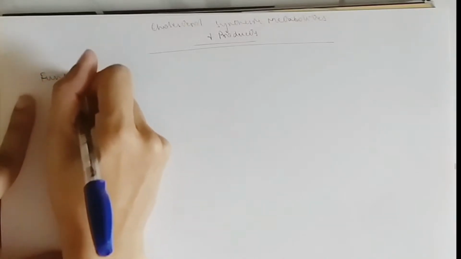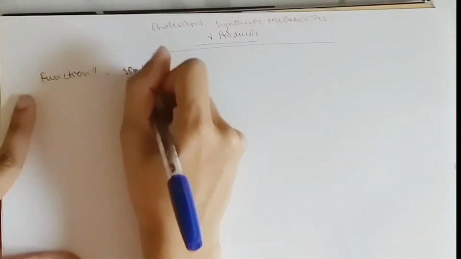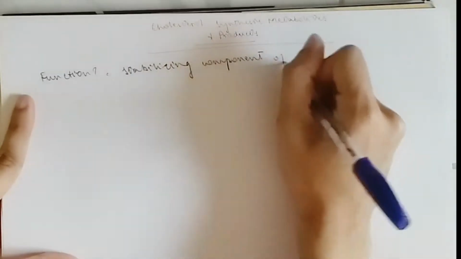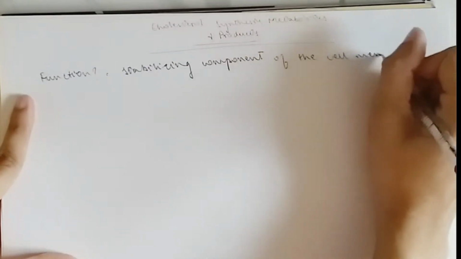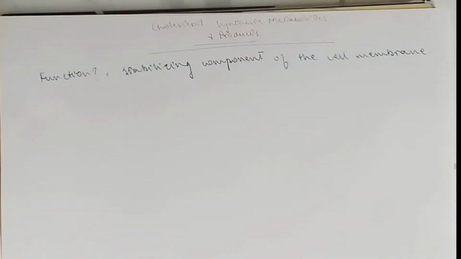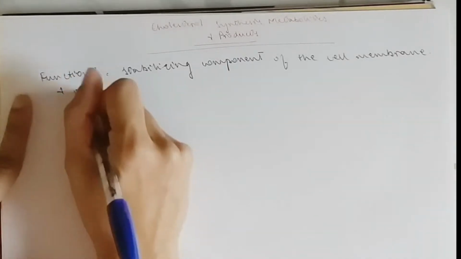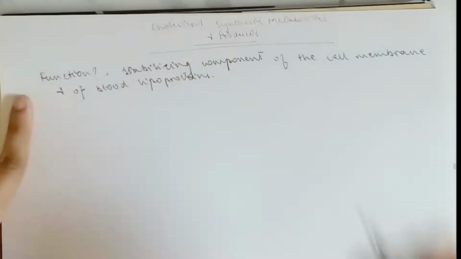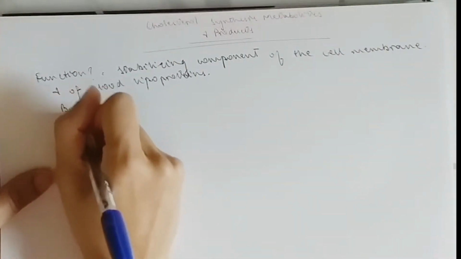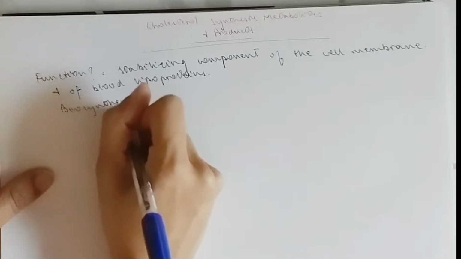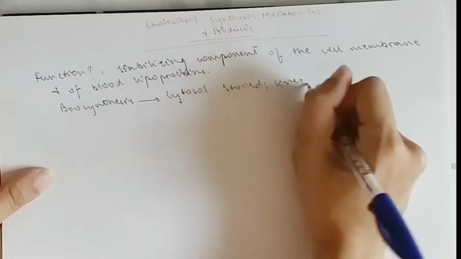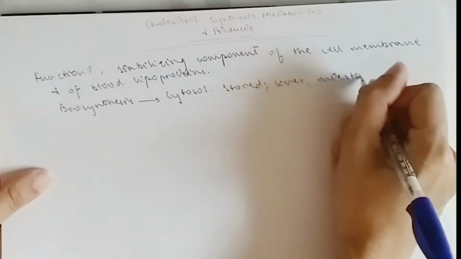So what's the function of cholesterol? It serves as a stabilizing component of the cell membrane and blood lipoproteins. Cholesterol is a precursor of steroid hormones, bile salts, vitamin D, etc. So it is an important compound in the body. The biosynthesis occurs in the cytosol of nucleated cells, normal cells. It is stored in the liver, the intestine, and the adrenal cortex.